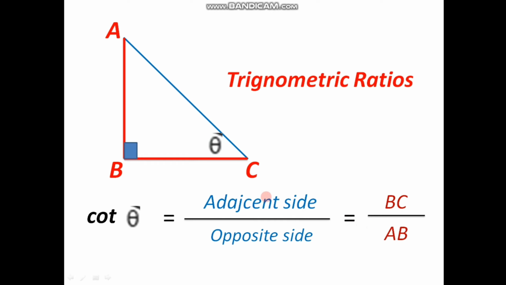These are the 6 trigonometric ratios which define the relation between angle and sides of a right angle triangle.